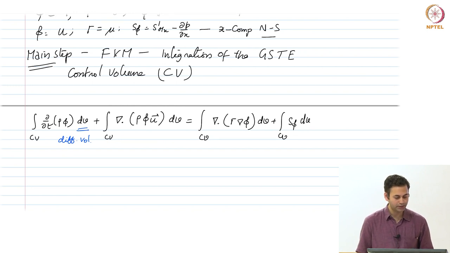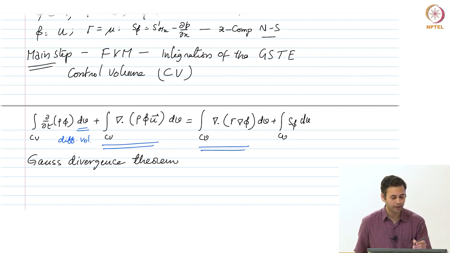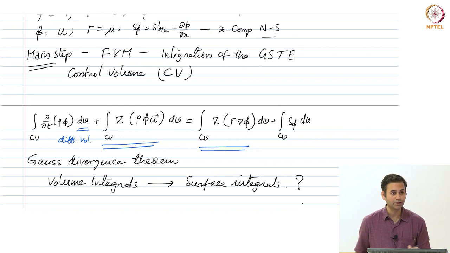Okay. All right. Now we have all these terms. Now what we do is we invoke the Gauss-divergence theorem and we are going to replace the volume integral, that is the convection term as well as the diffusion term, these two volume integrals. So we're going to use Gauss-divergence theorem and then we're going to convert the volume integrals to surface integrals, okay. Now why do we do this step? I leave it to you to understand, okay, or else we can discuss later on. Why do we do this?